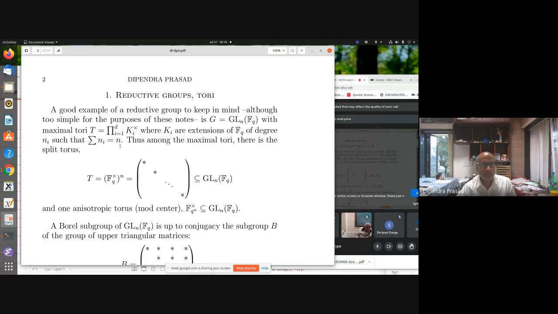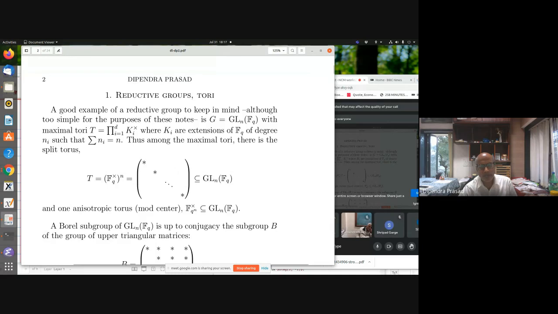So you just take arbitrary field extensions of F_q whose degrees add up to n, and you look at the invertible elements and you form the product, and that is a maximal torus. And in fact, these are, up to conjugacy, the only maximal tori in GL_n(F_q). Among these maximal tori, there is the split torus, which is (F_q^*)^n, the diagonal subgroup. And then there is one anisotropic torus, which is (F_{q^n})^*.